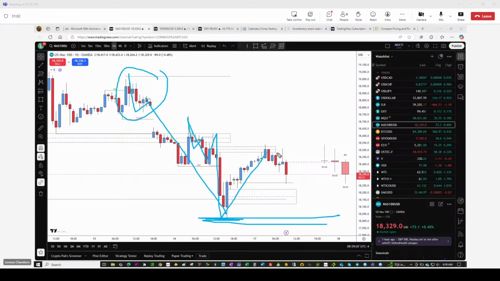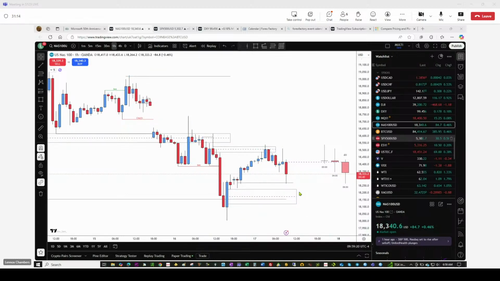So we've got a 1, 2, 3 here now on the hourly, and I'm looking for them to come down and take out this low. So everything is pointing to us taking this low out. That's where our destination is.